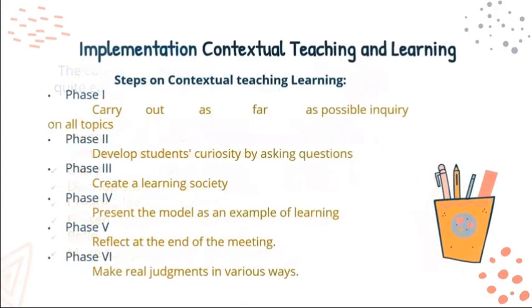Next, implementation of contextual teaching and learning. Steps of contextual teaching and learning. The first one is to carry out, as far as possible, inquiry on all topics. Phase 2, develop student curiosity by asking questions. Phase 3, create a learning society. Phase 4, present the model as an example of learning. Phase 5, reflect at the end of the meeting. Phase 6, make real judgment in various ways.